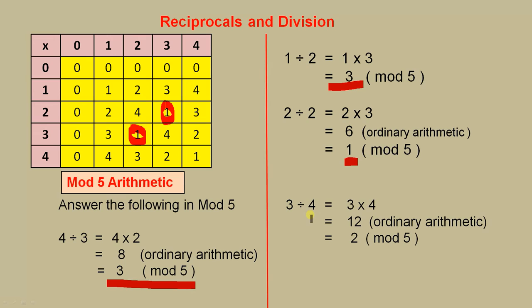3 divided by 4 is 3 multiplied by the reciprocal of 4, which is actually 4. Because look, 4 by 4 is 1, so the reciprocal of 4 is 4. 3 4s are 12, that's in ordinary arithmetic, and the answer is 2 in Mod 5.